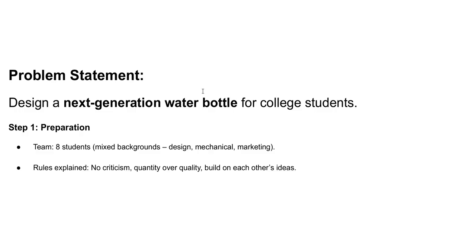The problem statement: design a next generation water bottle for a college student. Step 1 is preparation: make a team of students with a mix of backgrounds in design, mechanical, and marketing. Rule 6: no criticism, quantity over quality, build on each other's ideas. This is the problem statement.